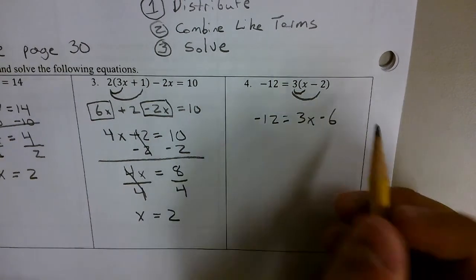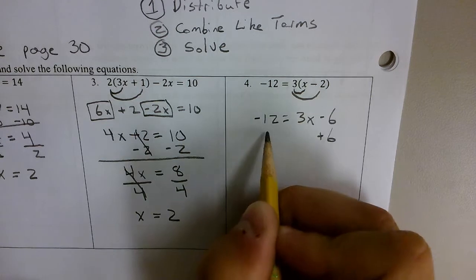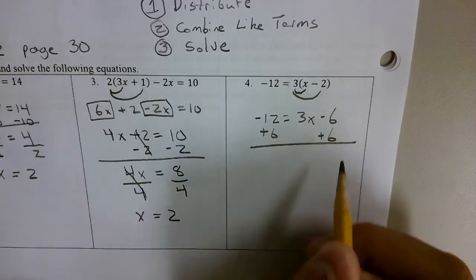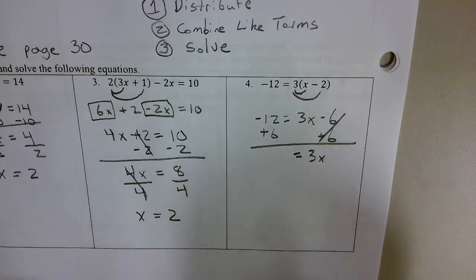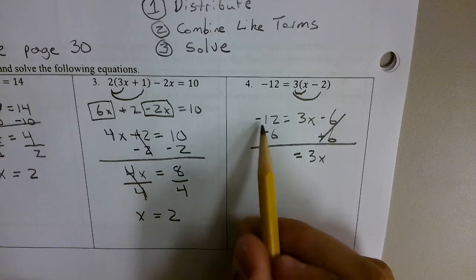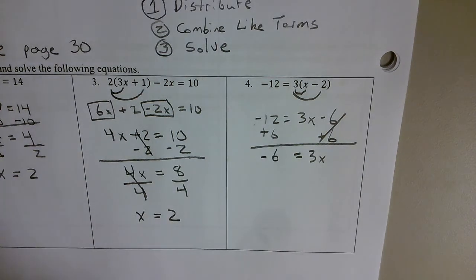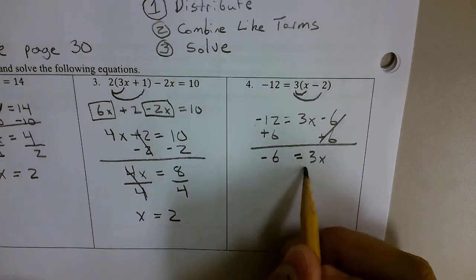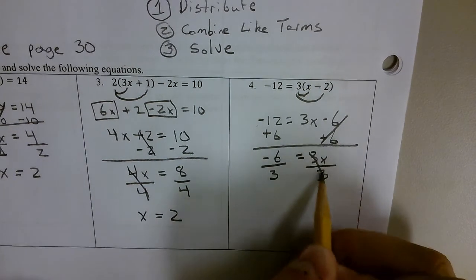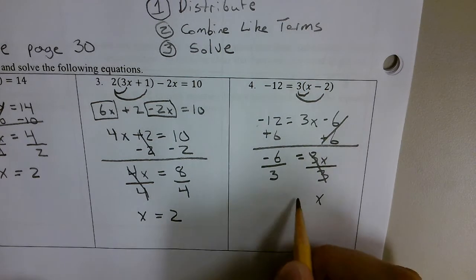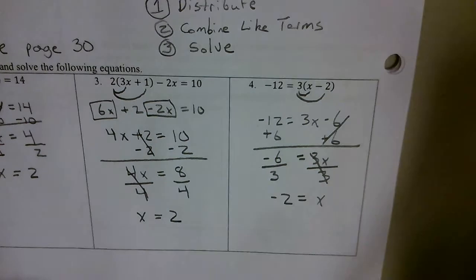Now I solve. I have to get rid of this minus 6 first, so I'm going to add 6 on both sides. These cancel, and I'm left with 3x on that side equals, and then I have negative 12 plus 6 is negative 6. Now I divide to get rid of that 3 and get x by itself. So I'm left with x on that side equals, and then I get negative 2 on that side.